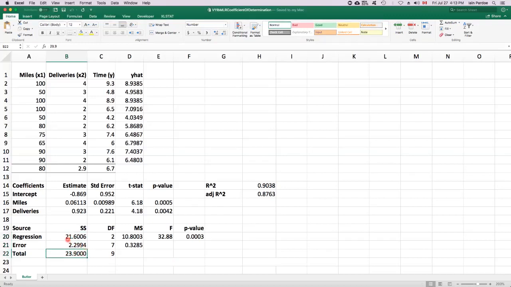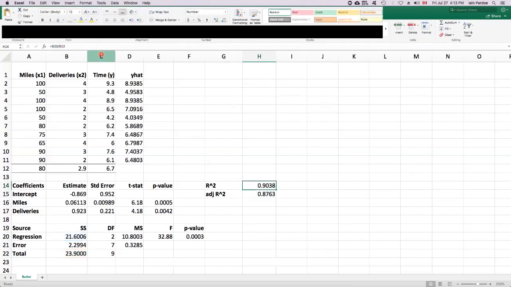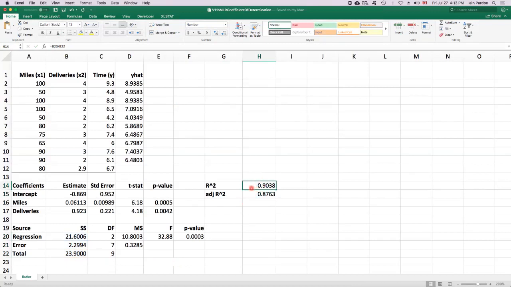And if we take the ratio of the regression sum of squares to the total sum of squares, that's what R-squared is measuring. For multiple linear regression, we would interpret this number, often turning it into a percentage first, so 90.38%, and we would say we can explain 90.38% of the variation in the y variable about its mean by using this multiple linear regression model that has x1 miles and x2 deliveries as the predictors.